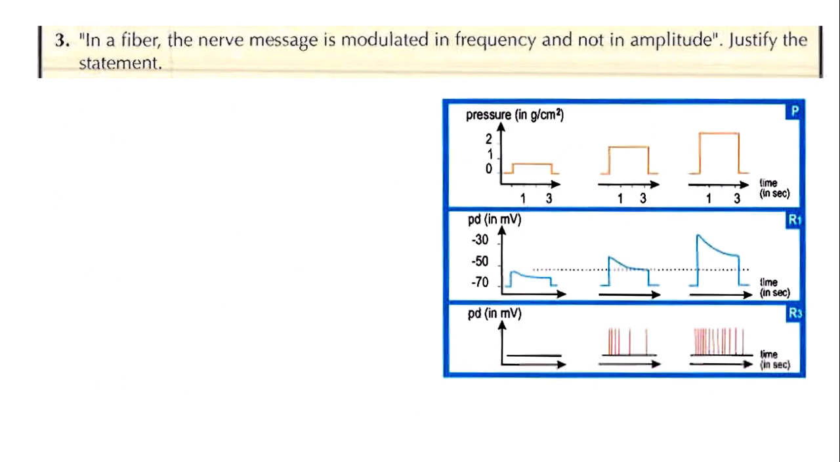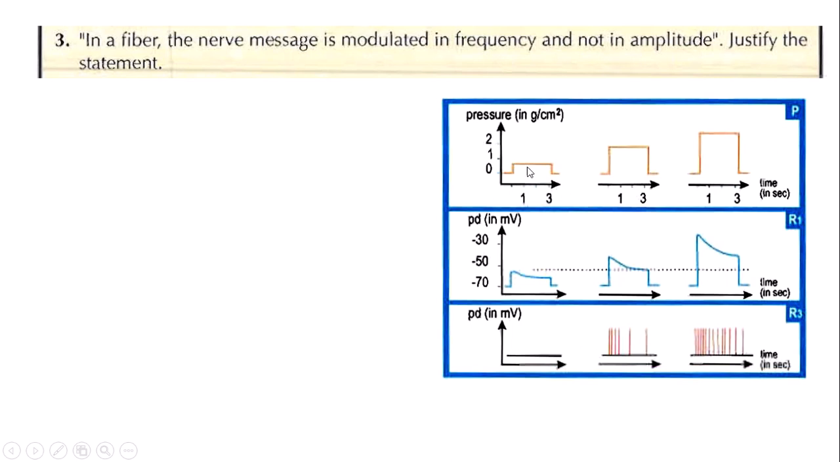Okay, the last exercise. In a fiber, the nerve message is modulated in frequency and not in amplitude. Justify the statement. Now, in the book, they supplied this document, this experiment. So you notice here we're applying more and more pressure. This is the receptor potential recorded by electrode R1. This is the threshold of depolarization here. And these are the recordings on R3, the different action potentials.